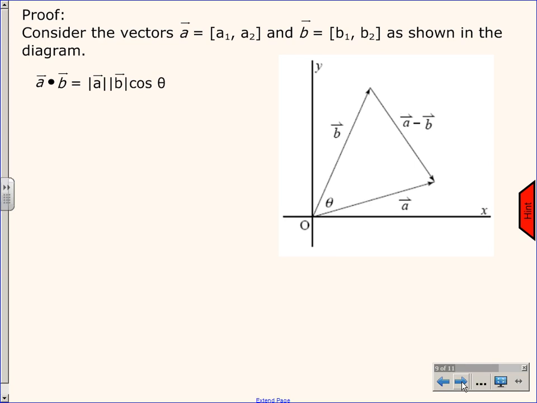Now we hit this proof. We are trying to prove that you can calculate the dot product by going A1 B1 plus A2 B2. That's what we're trying to prove. So what we were given was this statement, right? This was our definition of the dot product. We want to use that to try and convince ourselves that this is true.